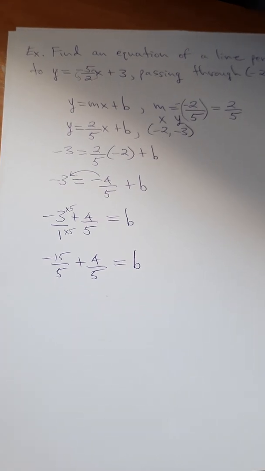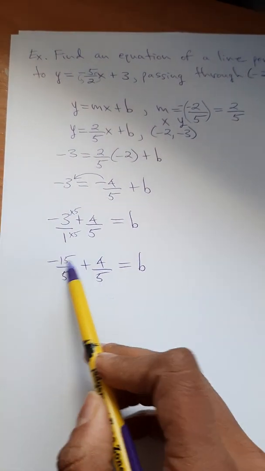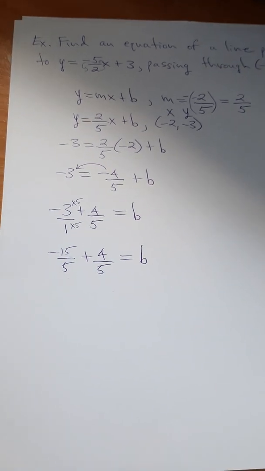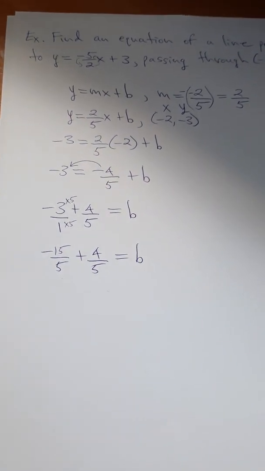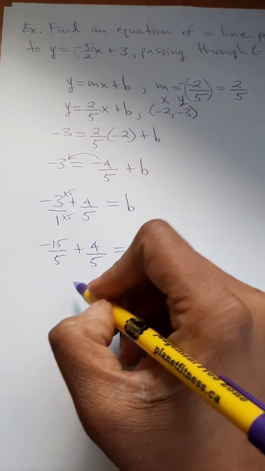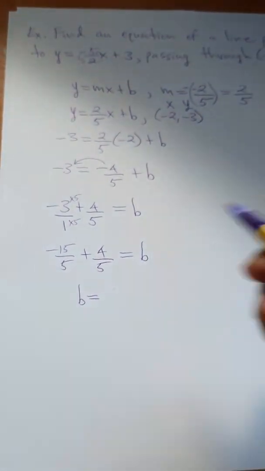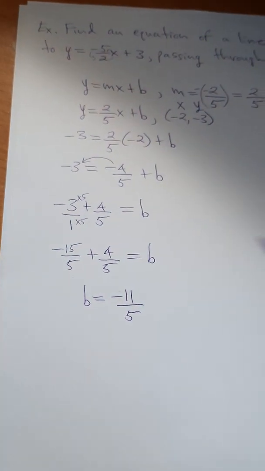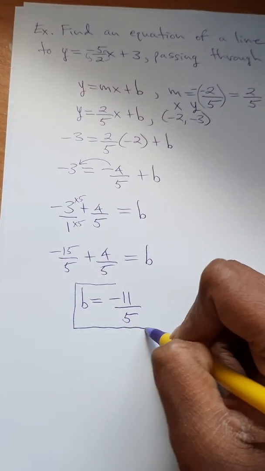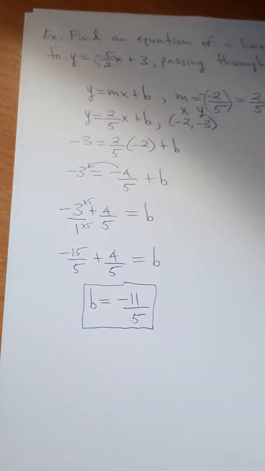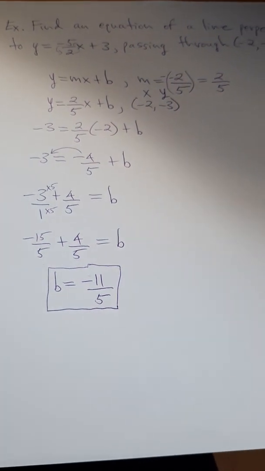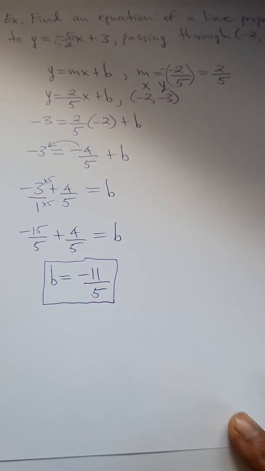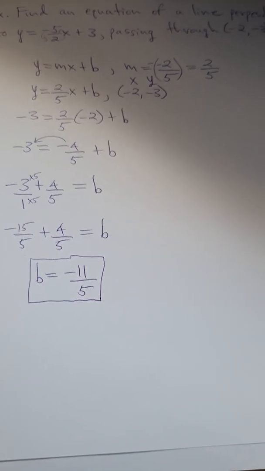Now the denominators are the same, so you're just adding the numerators together. Negative 15 plus 4 is negative 11. So we can write it like this: b equals negative 11 over 5. This is my value for b. The b value is the y-intercept. Remember the m value is just the slope, and the slope just tells you the slant of the line.